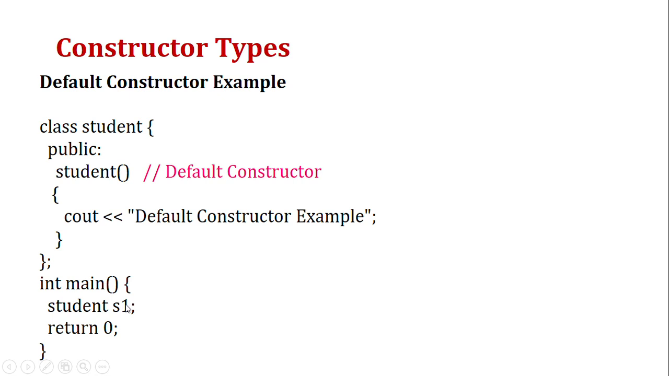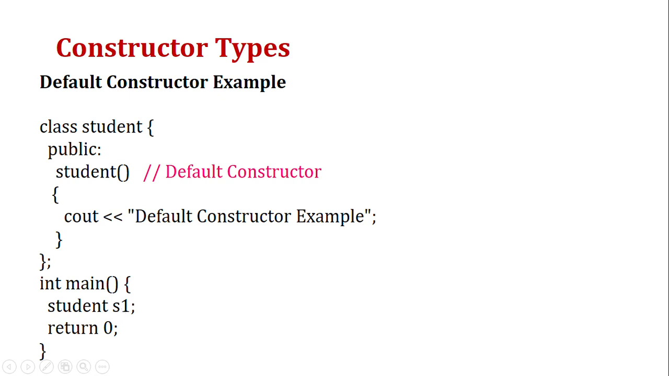As and when the object is created, the default constructor will be called automatically. So whenever the object is created, it will be calling the default constructor. For example, if you are not having this function definition explicitly, the compiler itself generates this default constructor whenever the object is created. So that is the default constructor.